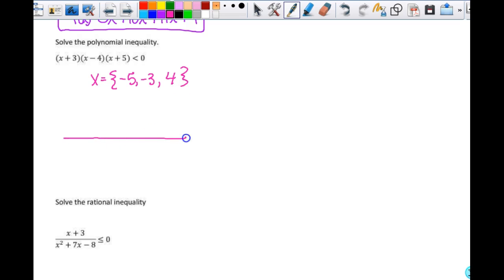And I draw my number line. Got to plot all these on here. I have -5, -3, and 4. Then this is just less than 0, so they're all open.